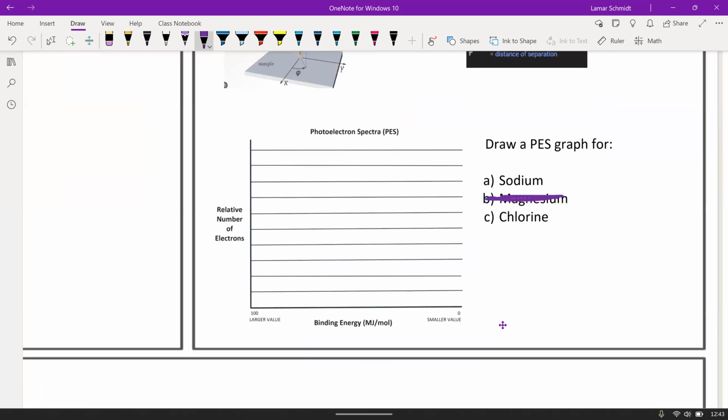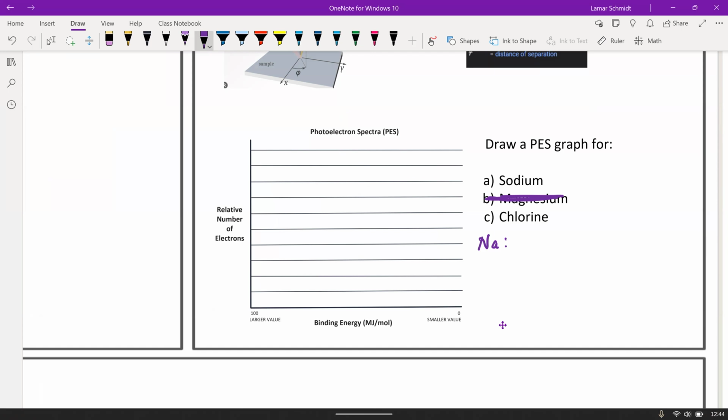So we're going to start off with sodium, and then if we're writing our PES, the first thing we need is the electron configuration. Did I tell you that in our learning objective, we need to know the relationship between the PES of an atom, in this case sodium, and what? Its electron configuration. That's what we're doing here. This is why we're writing electron configuration.